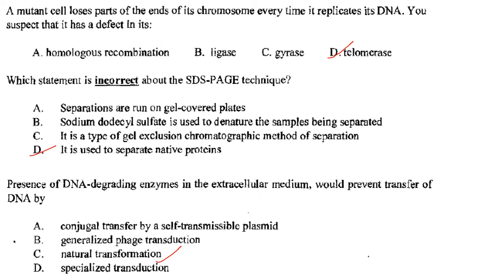So the answer is natural transformation is the process by which bacteria can actively trap and integrate exogenous DNA, thereby providing a source for genetic diversity. That is natural transformation. So the answer is option C.